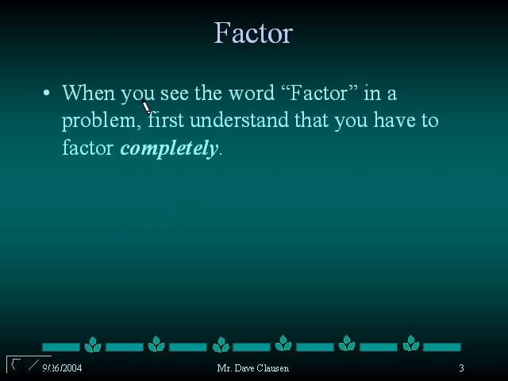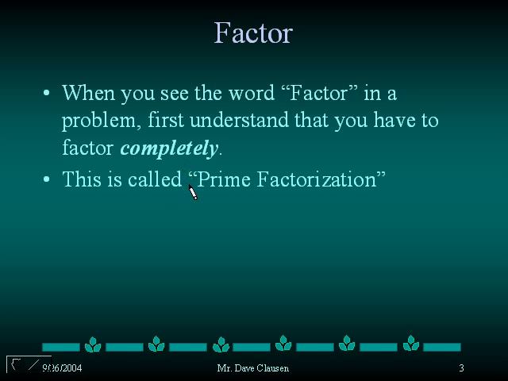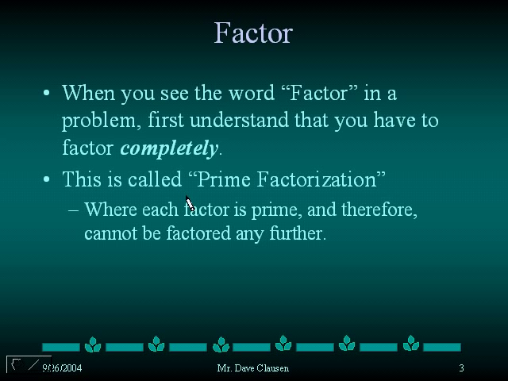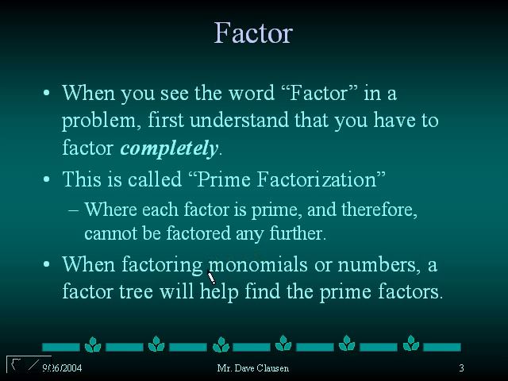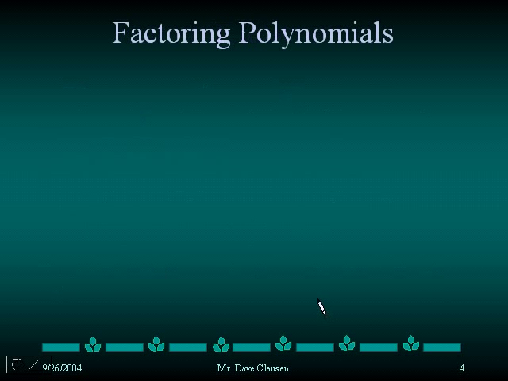So factor. When you see the word factor in a problem, the first thing you need to understand is that we want you to factor it completely. That is called prime factorization, where every factor of our answer is a prime number and therefore cannot be factored any further. When we're factoring monomials or numbers, a factor tree, of course, can help us to find prime factors.